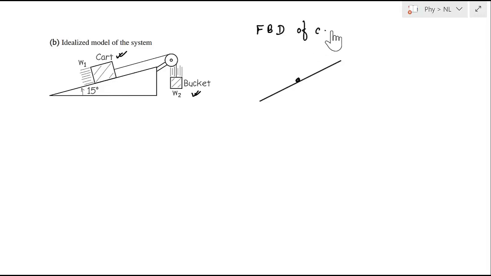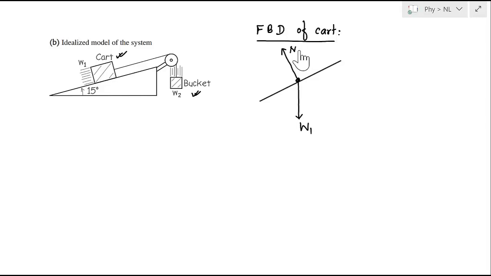So let us first draw the free body diagram for the cart. What are the forces acting on this cart? The first force acting is the weight, which acts in the downward direction, and this is W1. Now this rail will apply a normal reaction that is perpendicular to the incline, and this normal reaction is N.